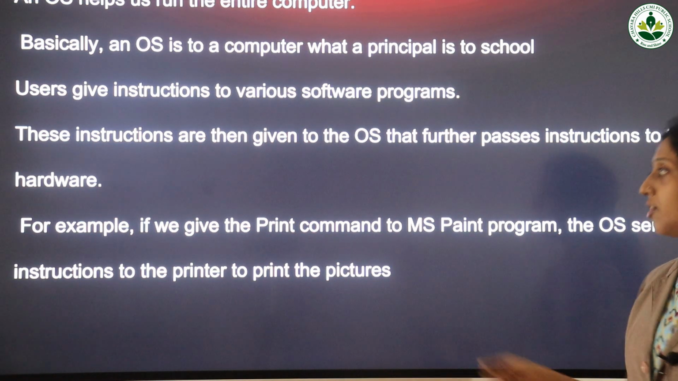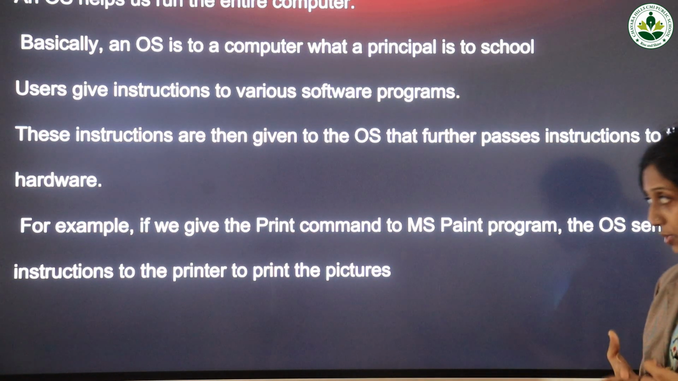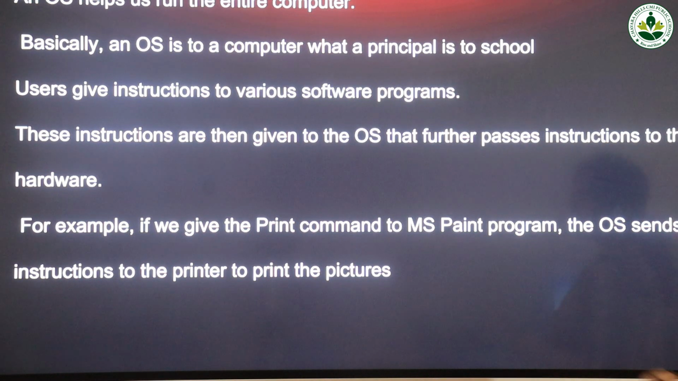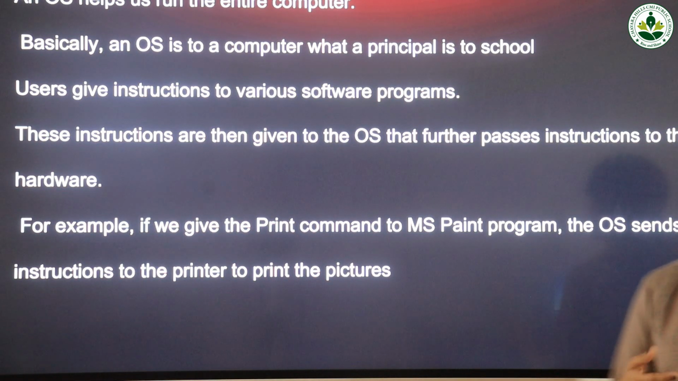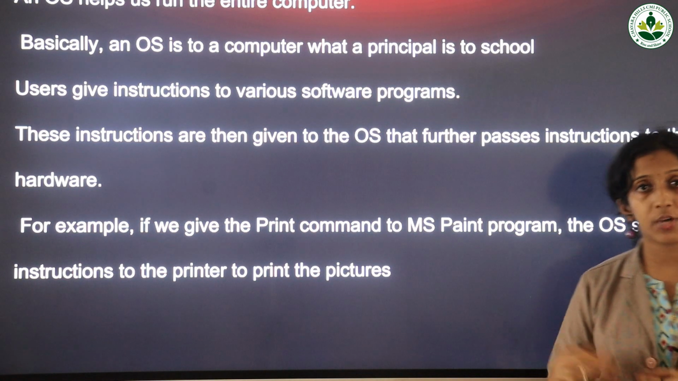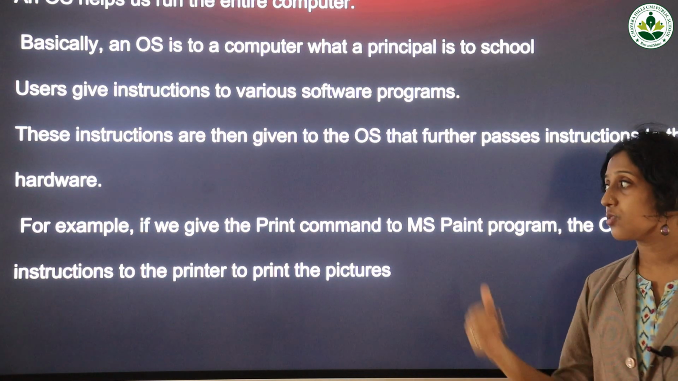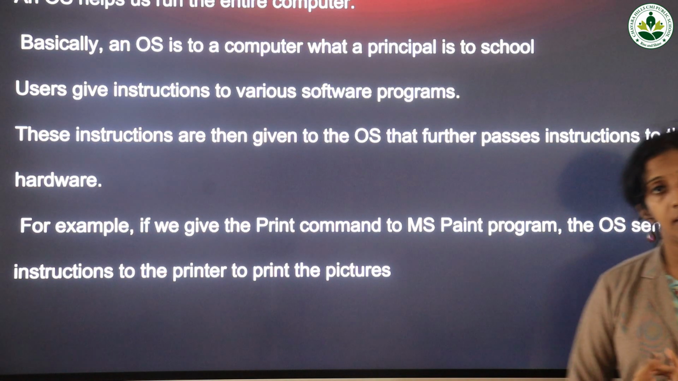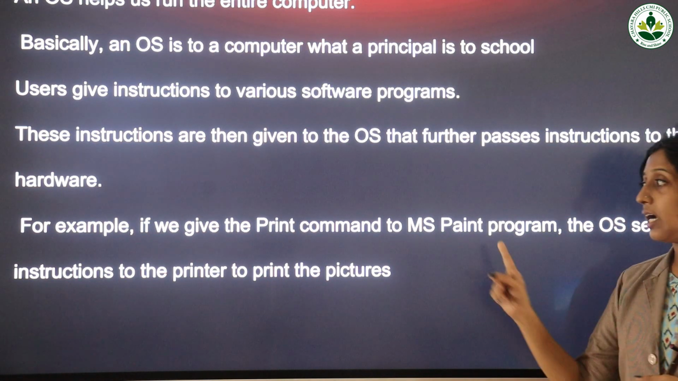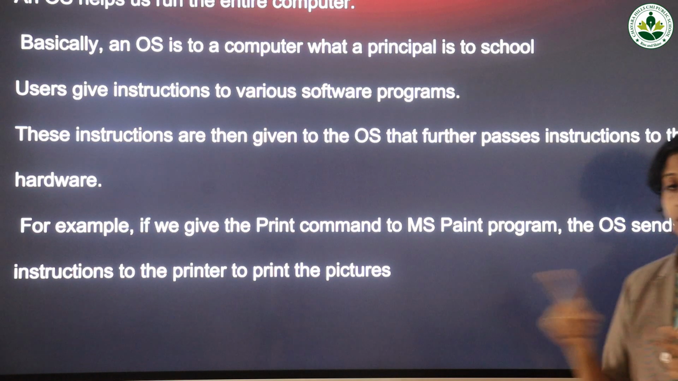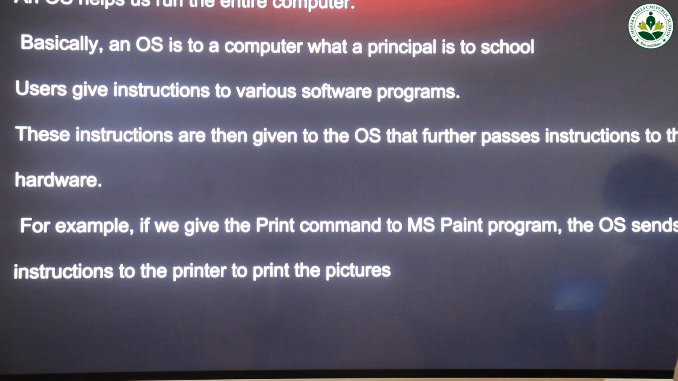That means if we have to print something, we give the print command to the MS Paint program. The OS sends instructions to the printer to print the pictures. That means I draw a picture in MS Paint and I have to take the printout of that picture. So I give the command print in MS Paint, and when I give the command, it directly sends that command to the OS.